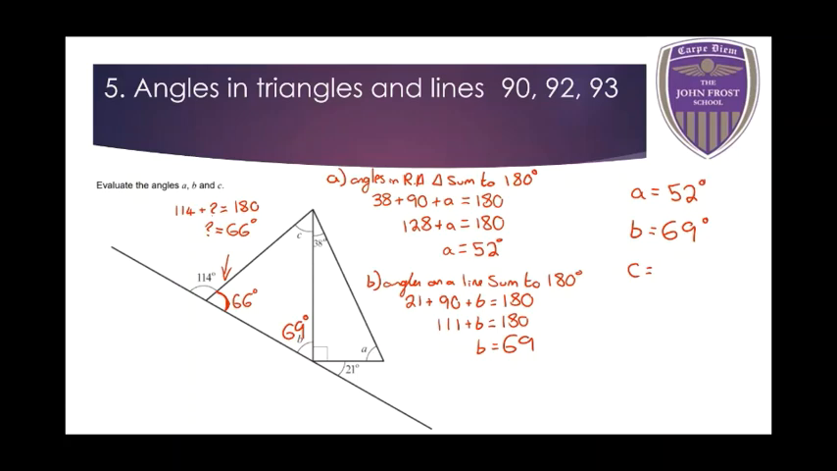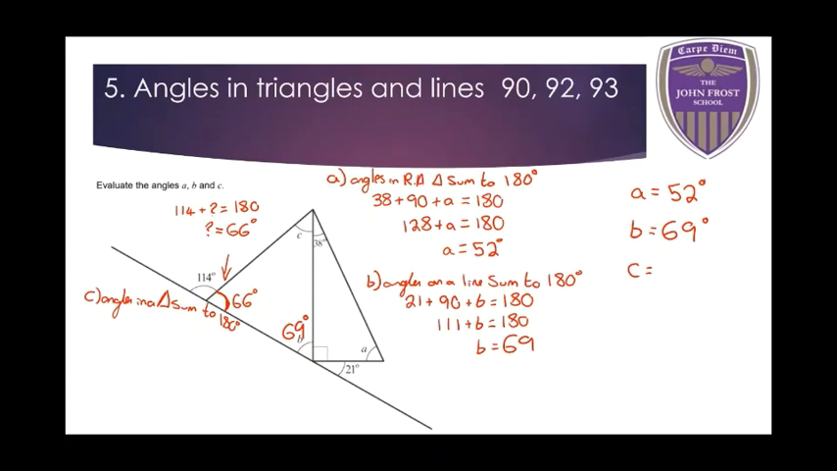So we've done A and B. Now let's do C under here. So now we've just got a normal triangle. But as we all know, angles in a triangle sum to 180 degrees again. So all angles in a triangle add up to 180 degrees. Doesn't matter what triangle it is. Okay. So what have we got?